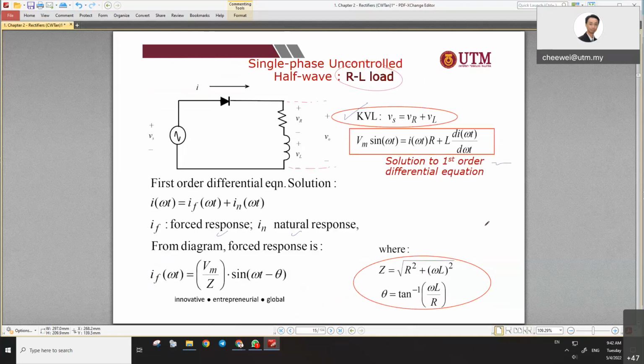We have the Z. What is Z here? What is the name of Z? Impedance, correct. What is the unit of impedance? Ohm, right. Theta is this angle. To calculate the value of the impedance, you get R squared plus omega L squared, and square root both of them. You get the impedance. And theta is obtained using the inverse tangent of omega L over R. So this one we need to remember.